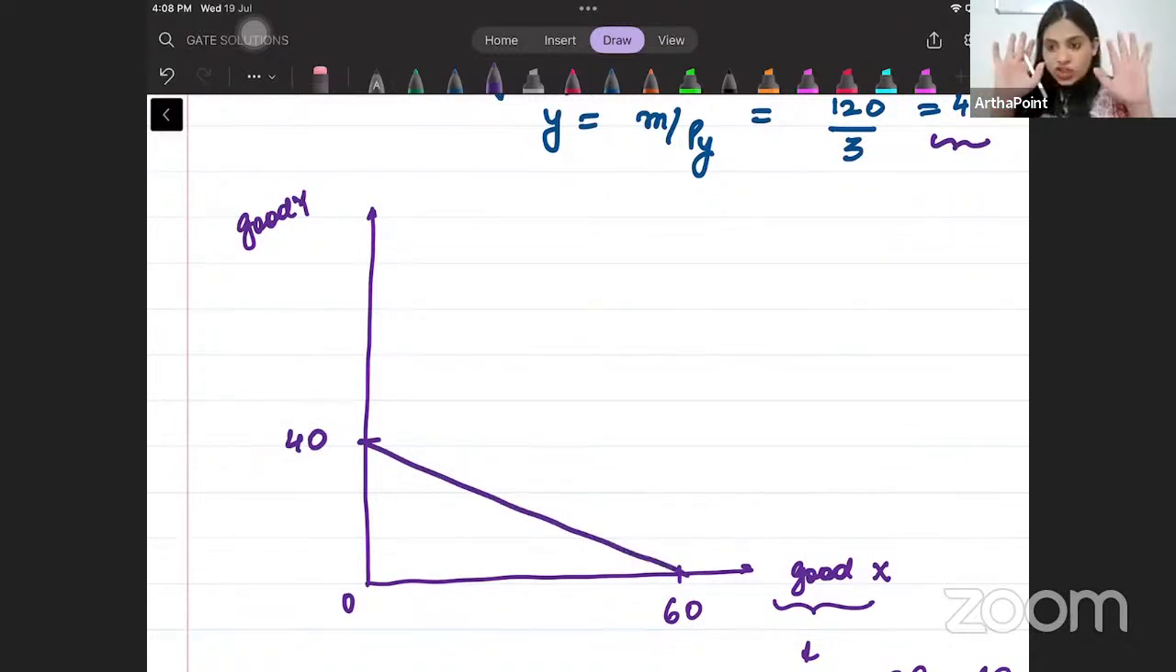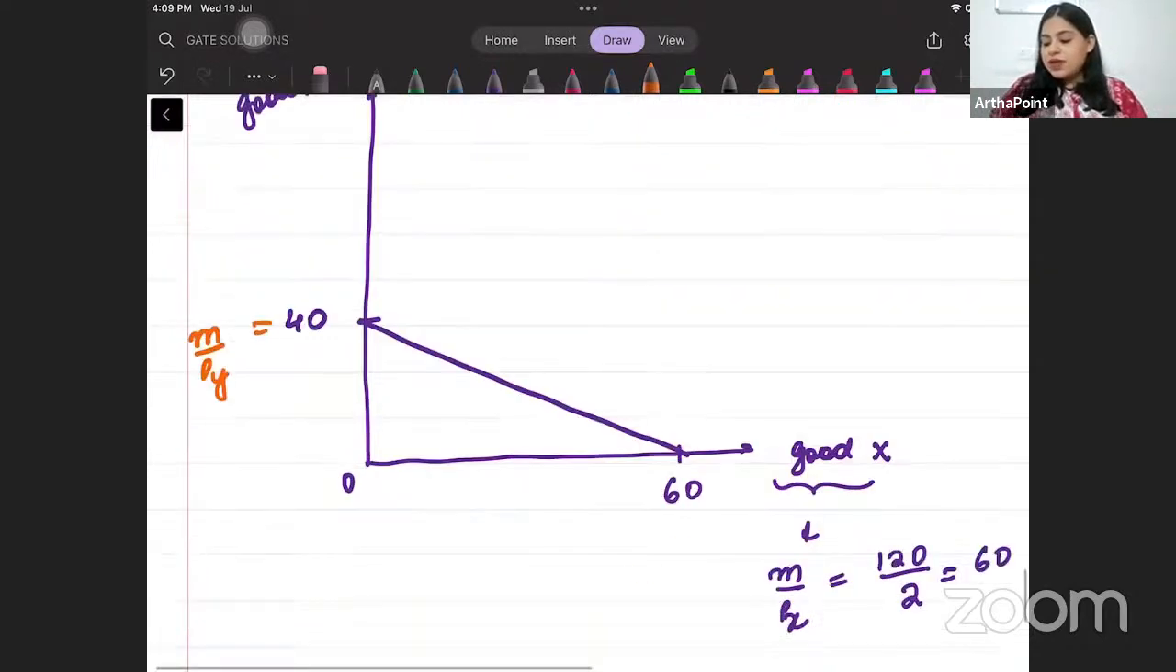This is what the budget line should be. The budget line should be here. It should be M by PY here, and M by PX here. This should be your budget line.